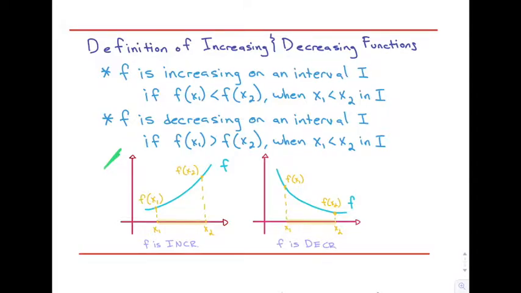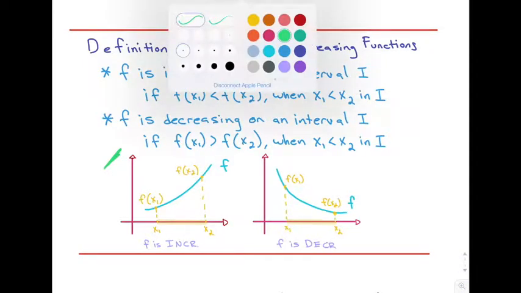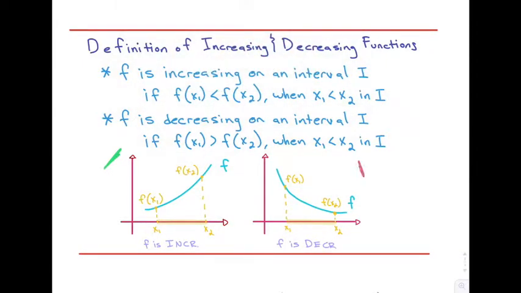If for example, we subtracted f of x1 from f of x2, we should get something greater than or equal to 0. Then f is decreasing on an interval I if f of x1 is greater than f of x2 when x1 is less than x2 in the interval I. So now take a look at the second diagram to the right. Similar idea. For two x values, x1 and x2, f of x2 is less than f of x1. So if you subtracted f of x1 from f of x2, you should get something less than or equal to 0.